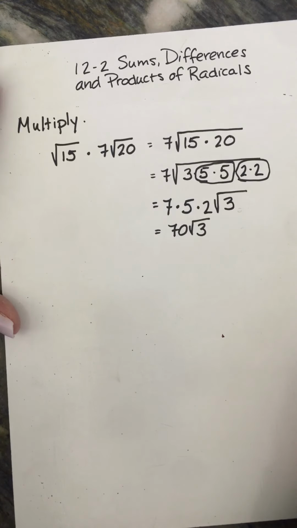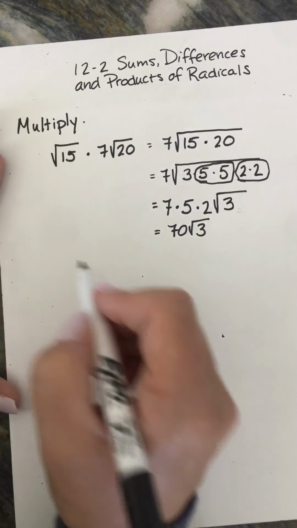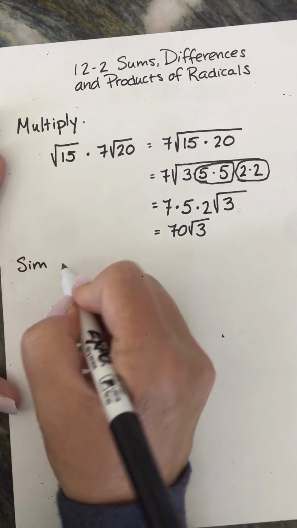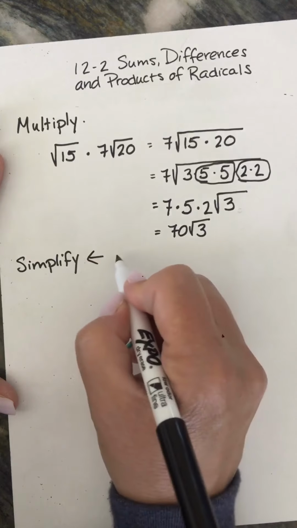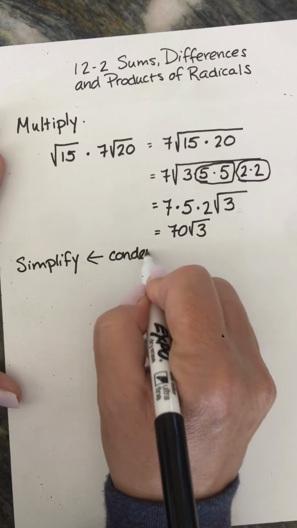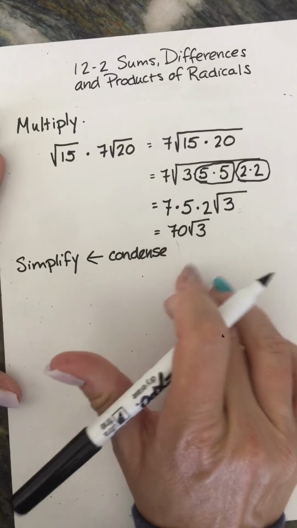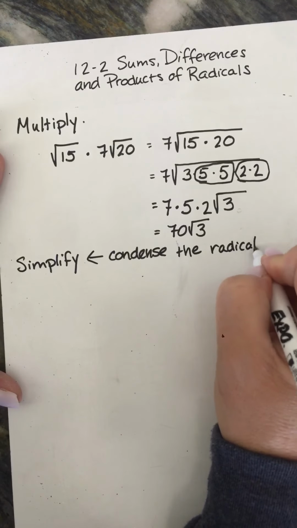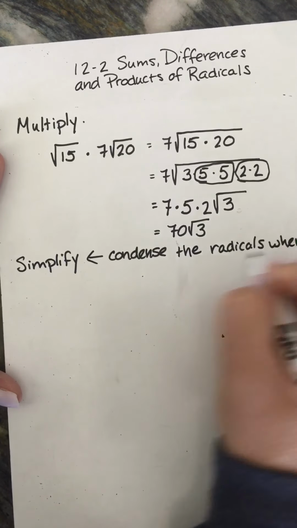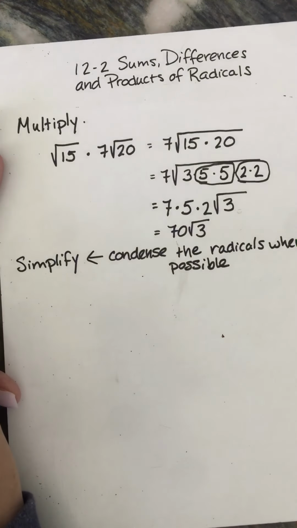All right. That's multiplication. Let's do some addition and subtraction. So I'm just going to write the term simplify. So simplify in this case means condense the radicals where possible.